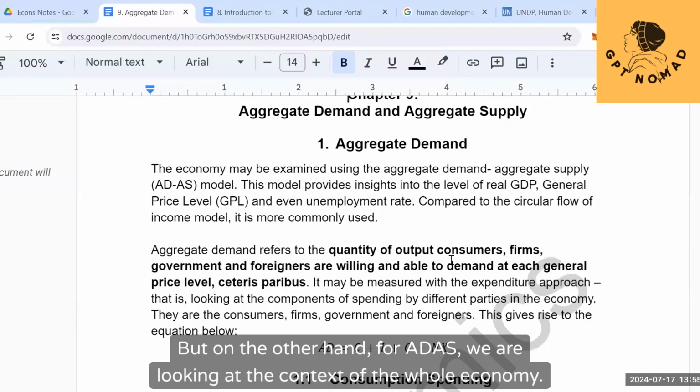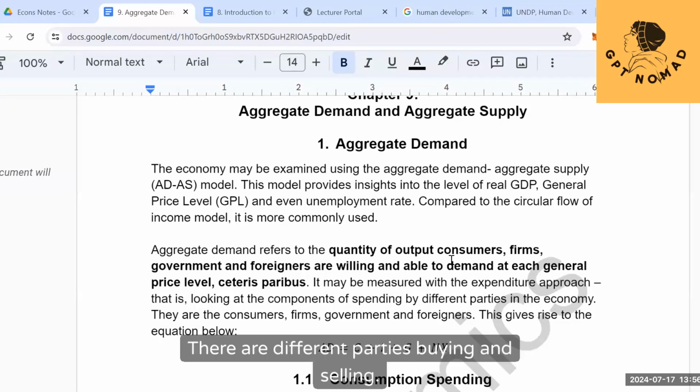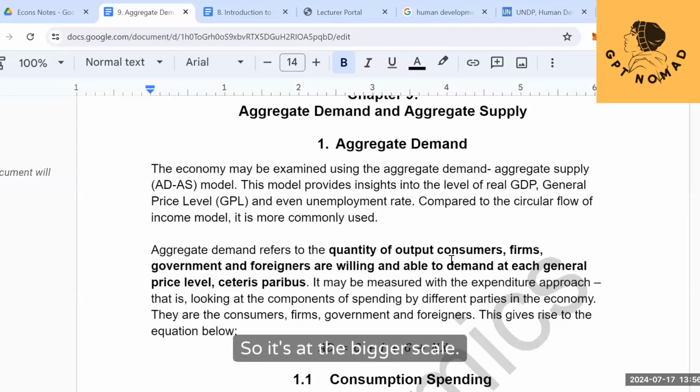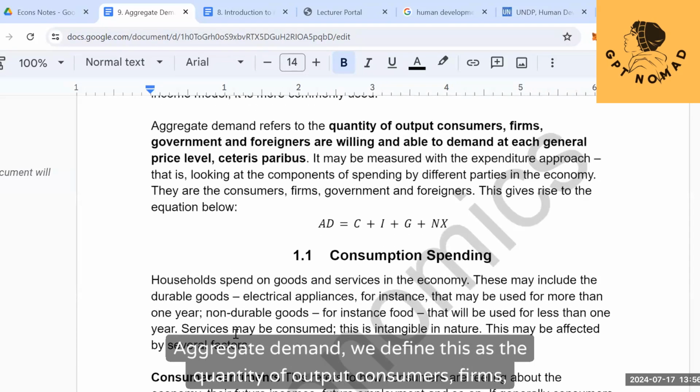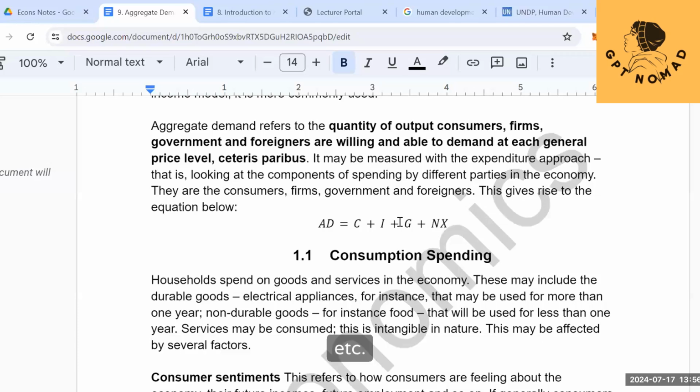But on the other hand, for AD and AS, we are looking at the context of the whole economy. So this is the whole economy itself, where there are different types of products being transacted. There are different parties buying and selling. So it's at a bigger scale. Now, aggregate demand, we define this as the quantity of output consumers, firms, government, and foreigners are willing and able to demand at each general price level, ceteris paribus.